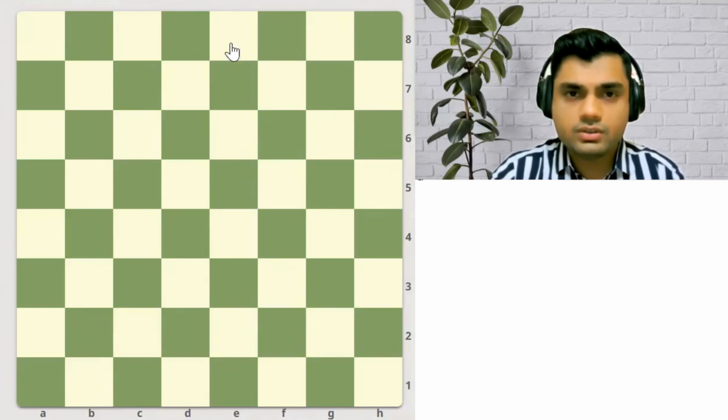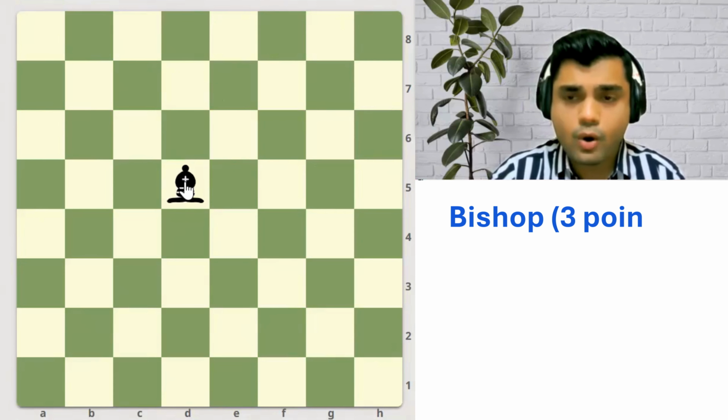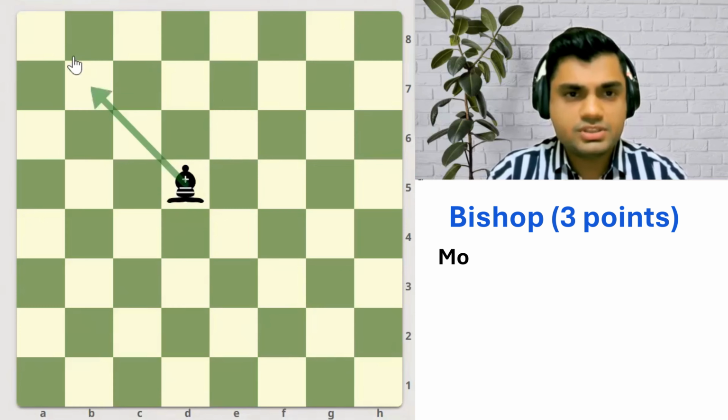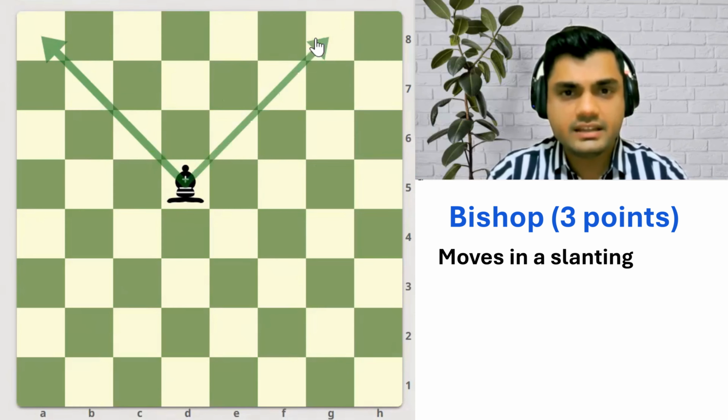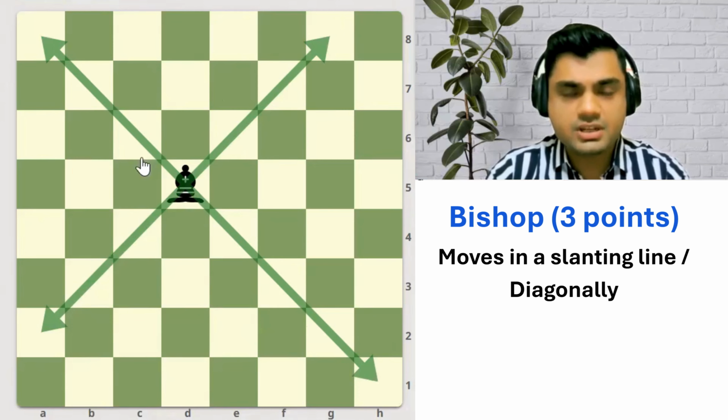Now, coming on to the bishop movement. Bishop moves in a slanting line, or we can also say bishop moves diagonally. So, bishop moves in a slanting line. Each team has 2 bishops. One is on the light square and another one is on a dark square.